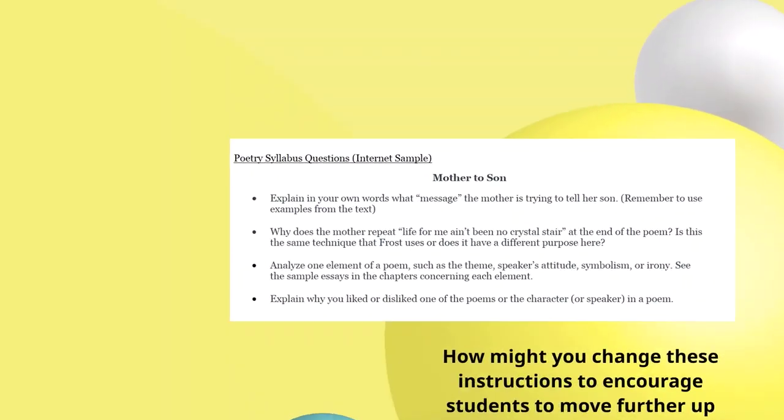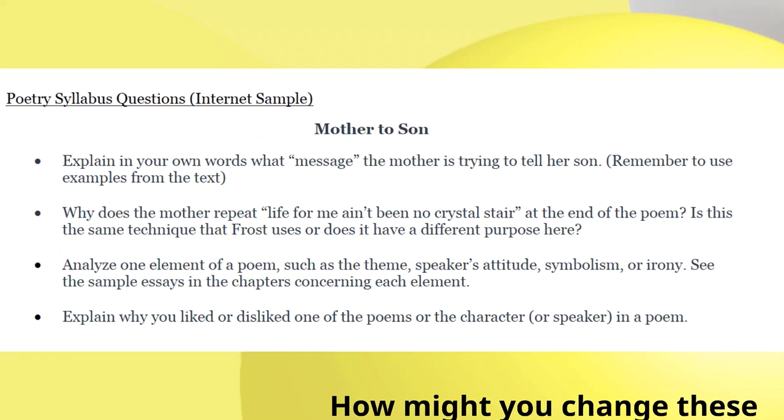For instance, in a literature class, if I pulled these poetry questions from an internet sample. What about right here? It asks to explain in your own words what message the mother is trying to tell her son in the poem. Where does that fit in our higher order thinking skills? Is it remembering, understanding, applying, analyzing, evaluating, or creating?